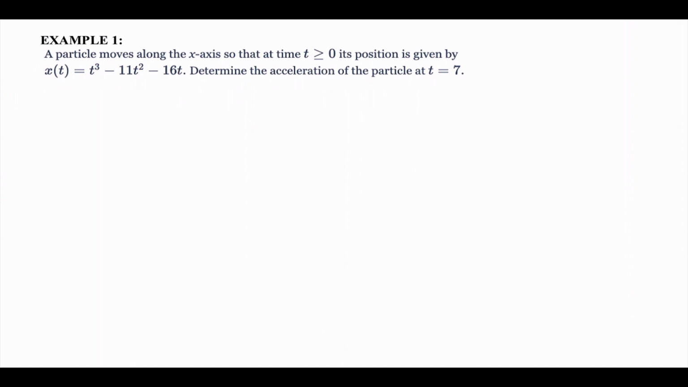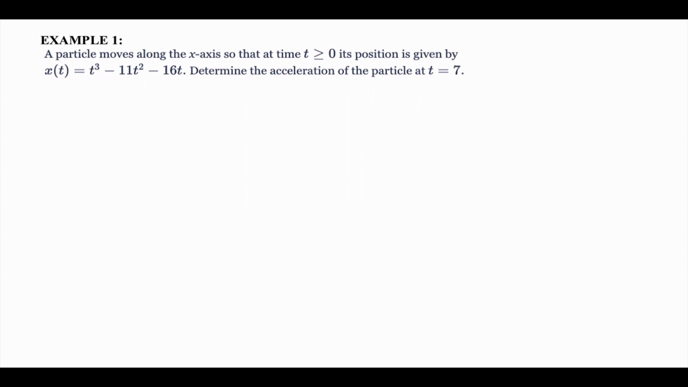Okay? Its position is given by the equation x of t. So position, they'll either call x of t or they'll call it s of t. Some books call it x of t and some books call it s of t. That's why I put both. That's the equation for position. Determine the acceleration of the particle when time equals 7.